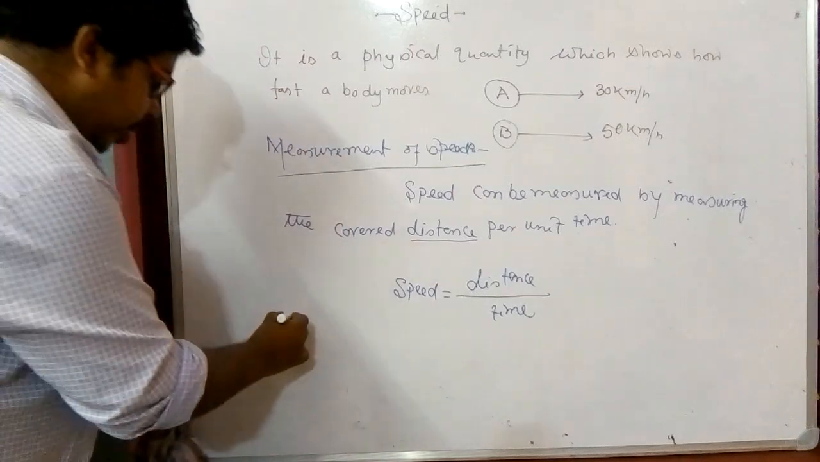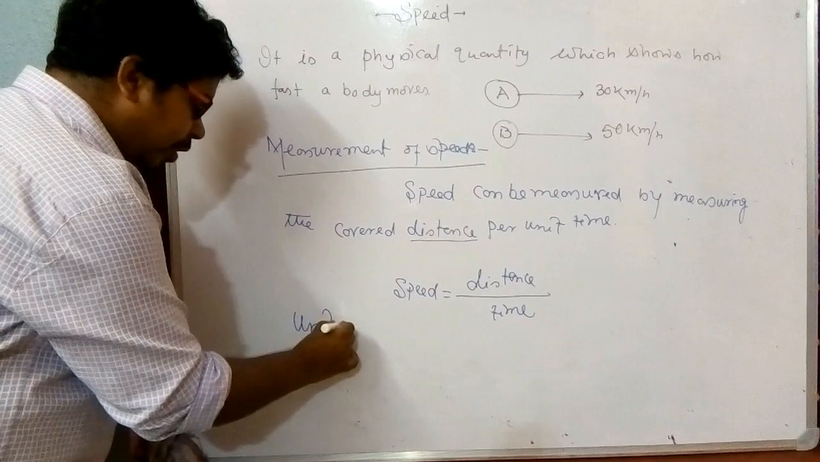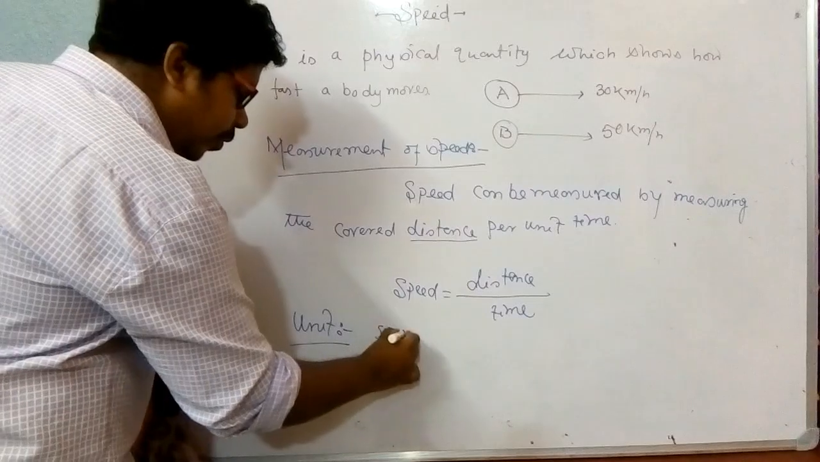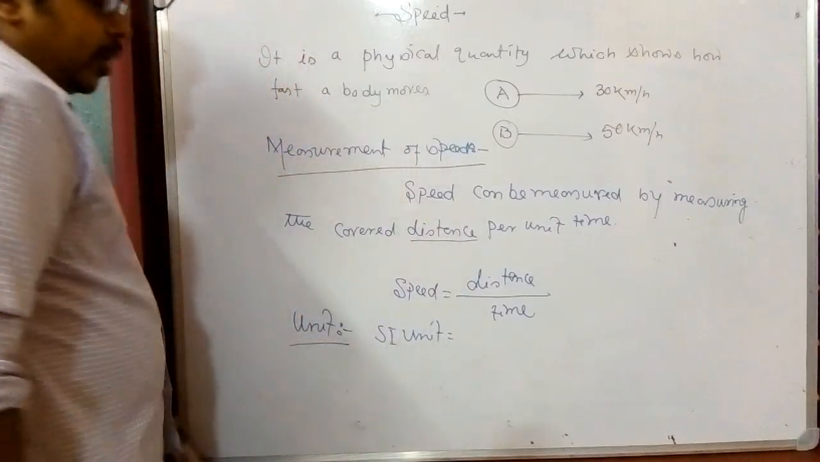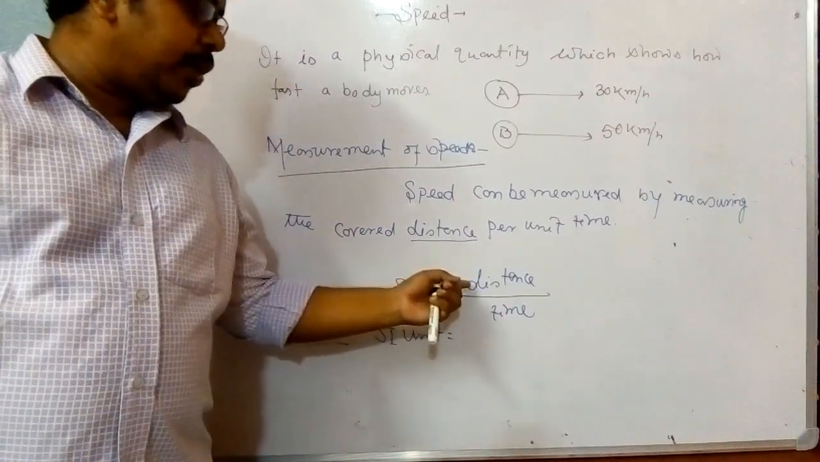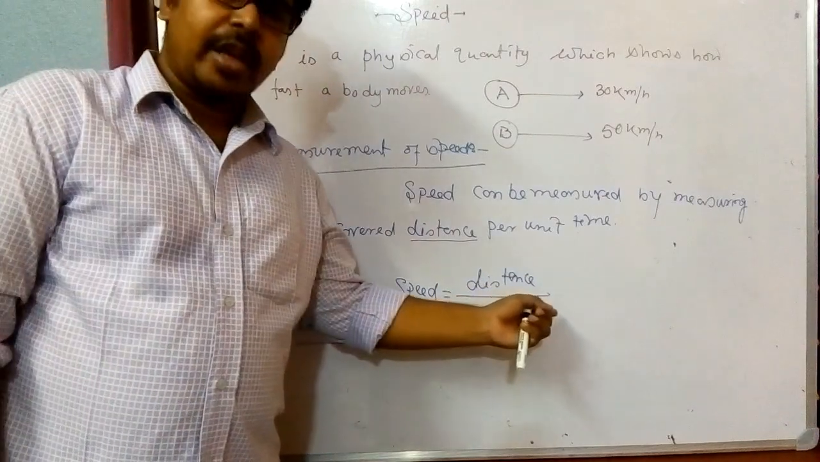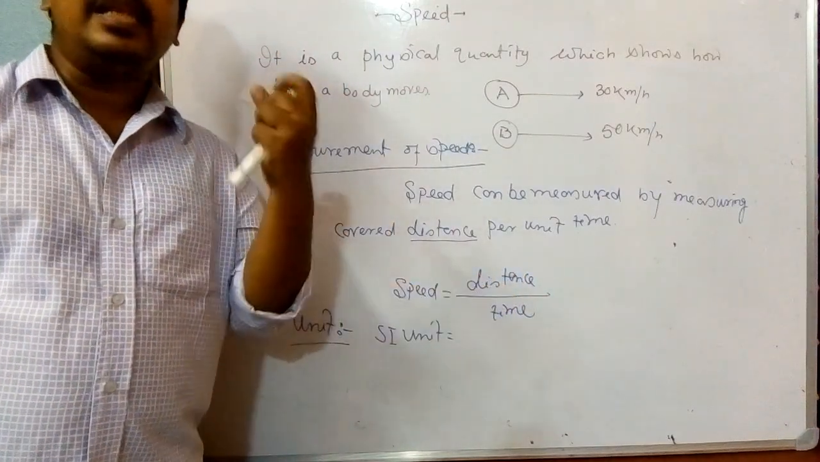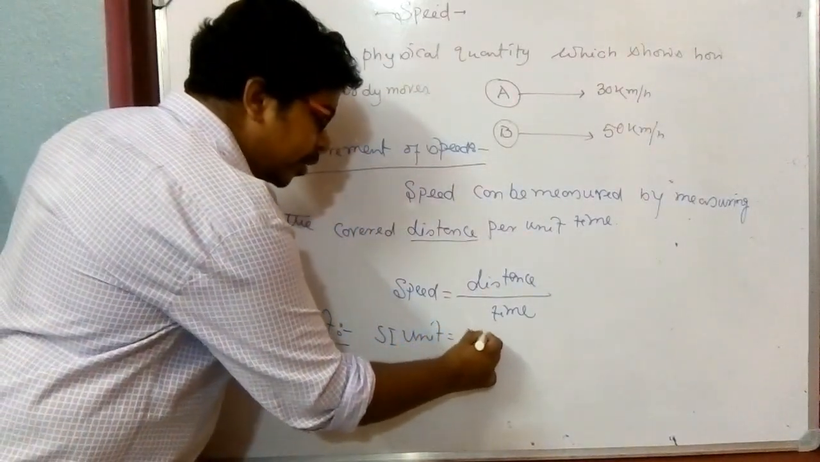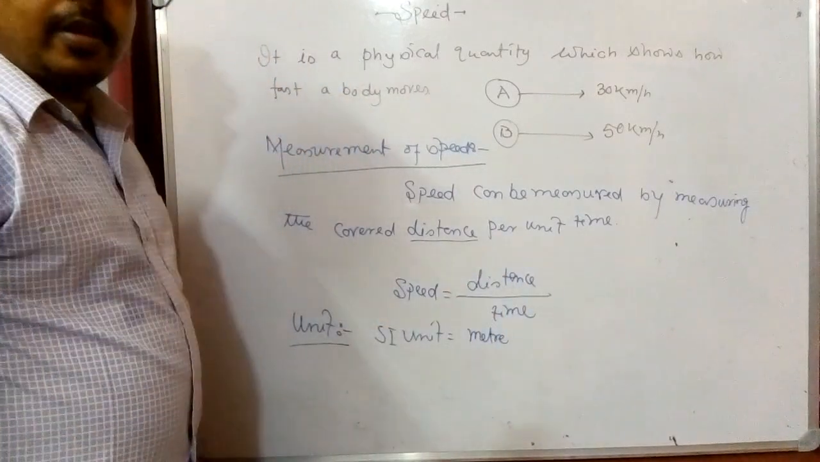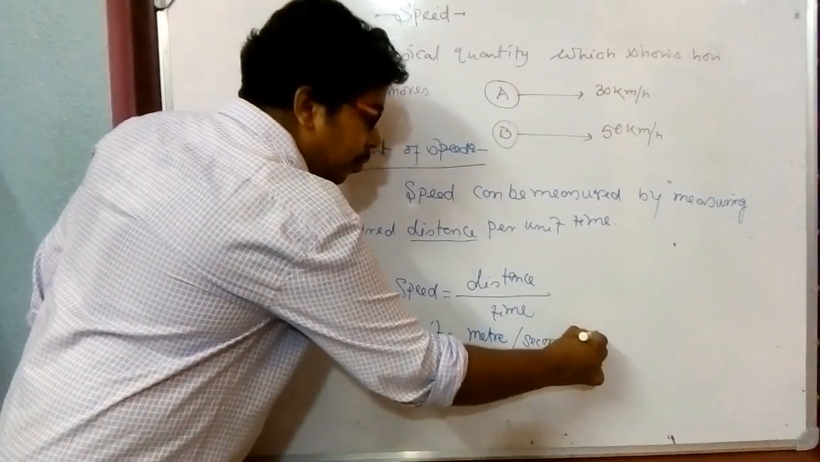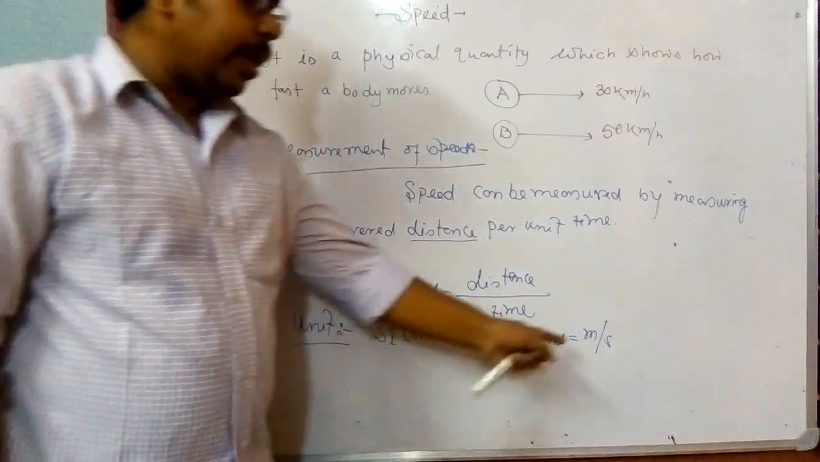Okay, now the question has come, what is the unit of it? Generally we find it in the SI unit. What is the SI unit of speed? See, speed means distance by time, so the unit should be unit of distance by unit of time. Distance is what? It is length, nothing else. So what is the unit of length? We all know the unit of length is meter. And what is the unit of time? The time unit is second, so it is written as meter per second. It is denoted by m by s.